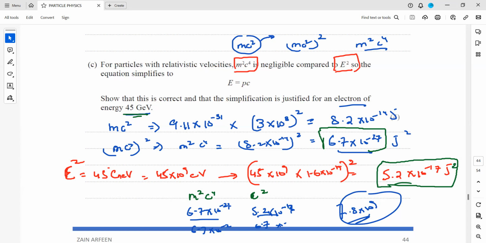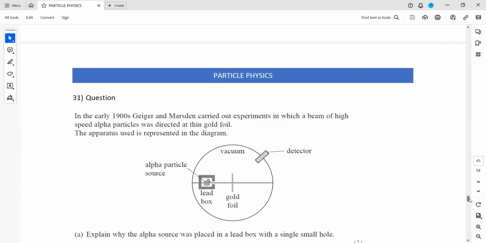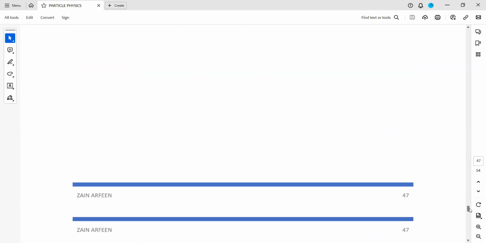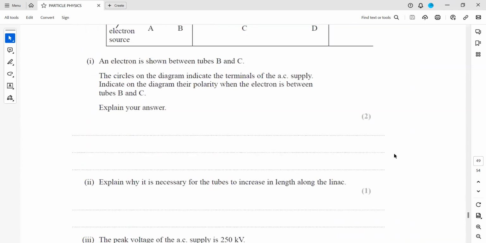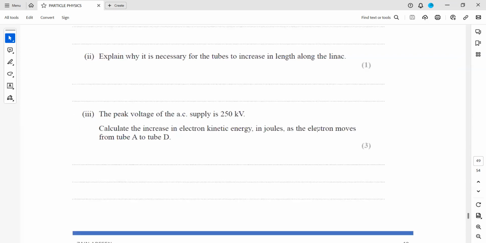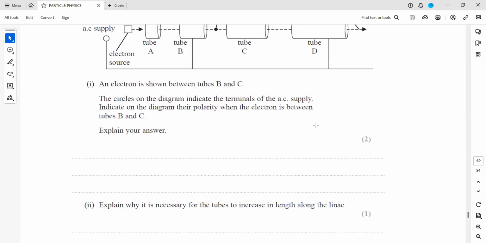This was page number 44. Then page 49, 33A. A peak voltage of AC is 250 kilovolts. Calculate the increase in the kinetic energy in joules to move from A to D.